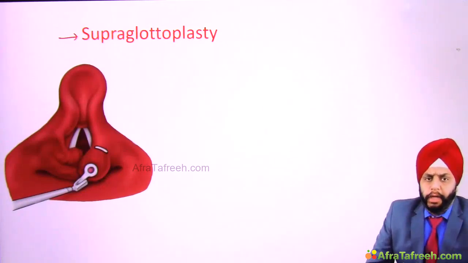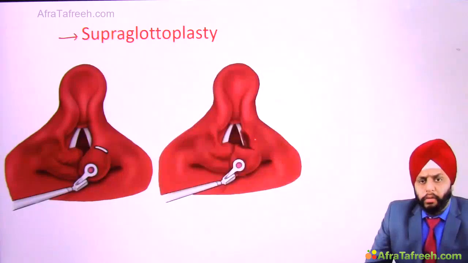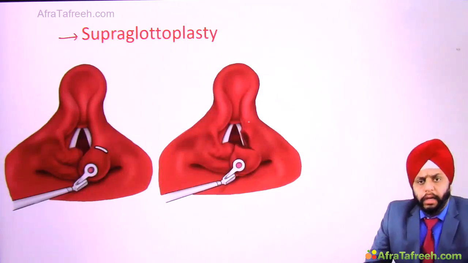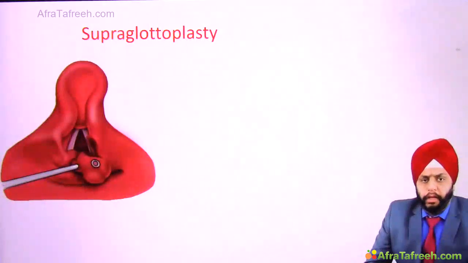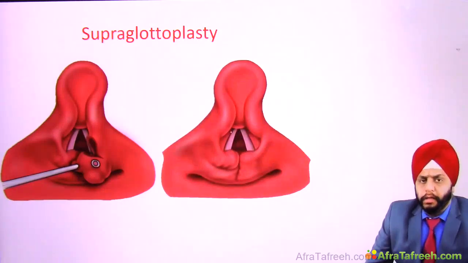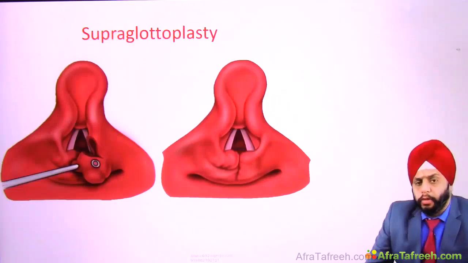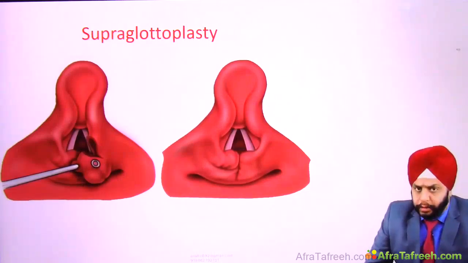So you can see over here, you hold the posterior part of the supraglottis, and then you can cut the prominent AE fold and a little part of the arytenoid, and you create an airway. Okay, so you cut and remove this part, and you can create a better airway. So this is supraglottoplasty. It is done to improve the airway if the patient does not improve on its own by 2 years of age.